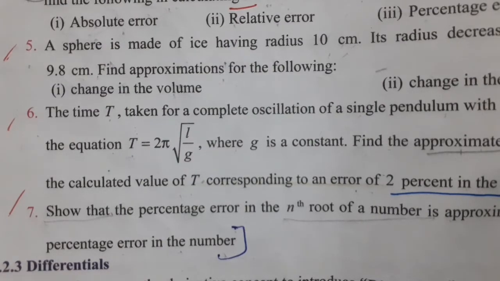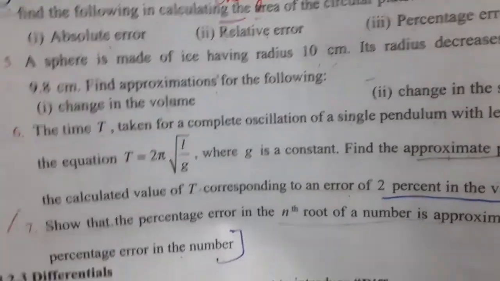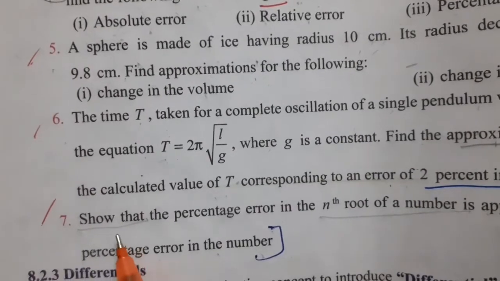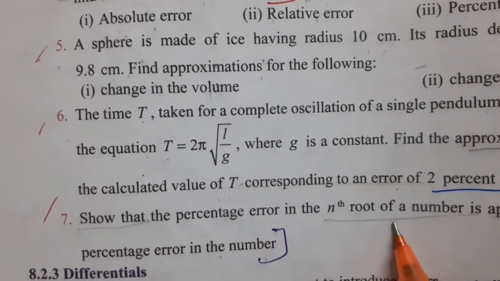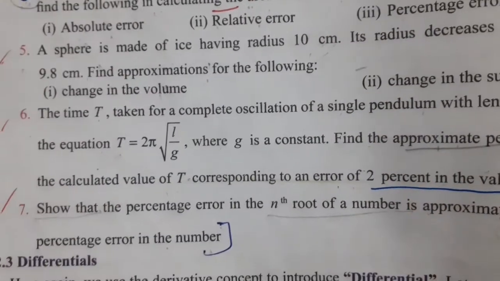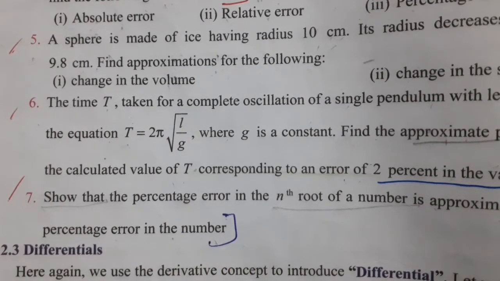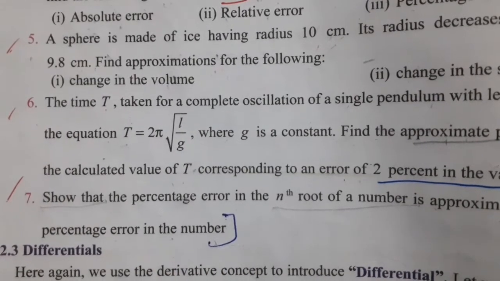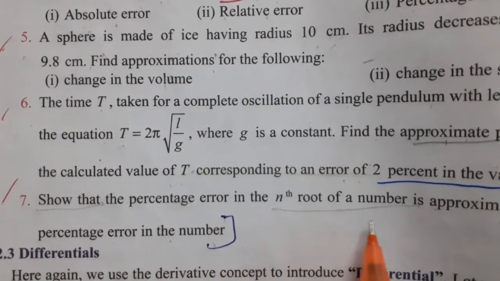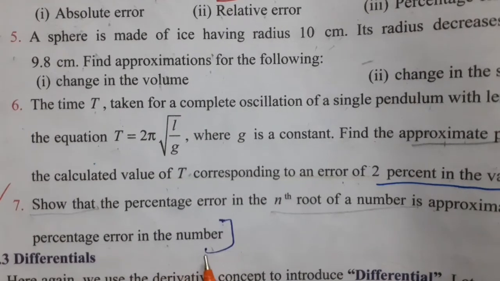Good morning students. Today in class I am going to continue Exercise 8.1, question number 7. What is question number 7? Show that the percentage of error in the nth root of a number is approximately 1 by n times the percentage of error in that number.